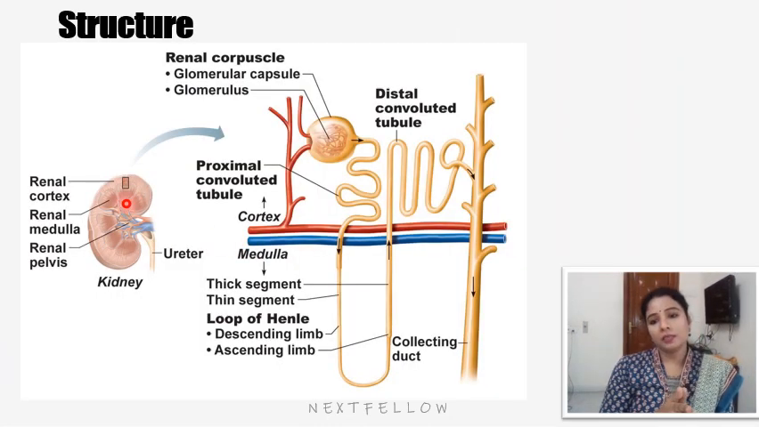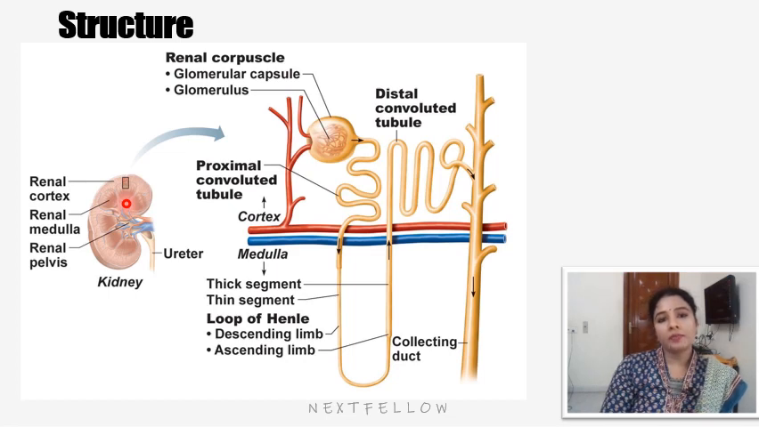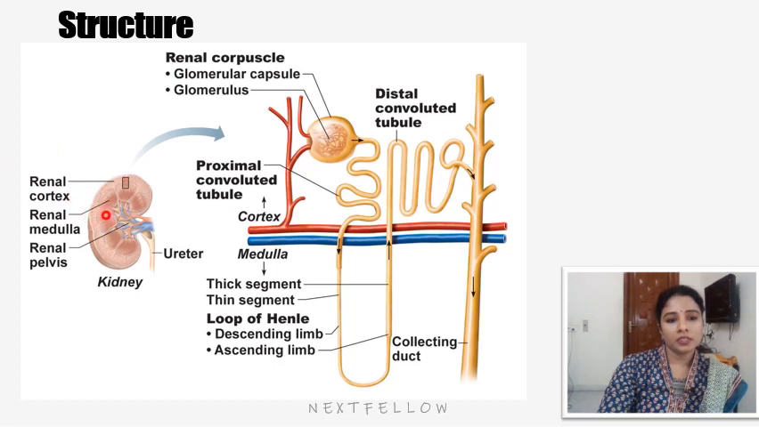If we see the macroscopic structure of a kidney, it is broadly divided into medulla and cortex. We can see the medulla is present almost in the middle of the kidney, and the peripheral part is called the renal cortex. This renal cortex and renal medulla contain almost 1 to 2 million nephrons in each kidney, which are the anatomical and functional units of the kidney. Each nephron consists of a renal corpuscle.